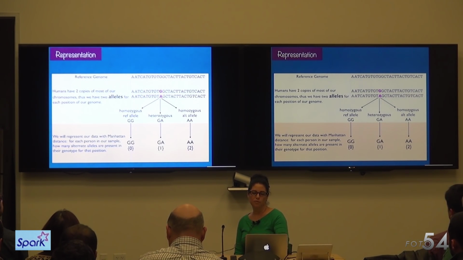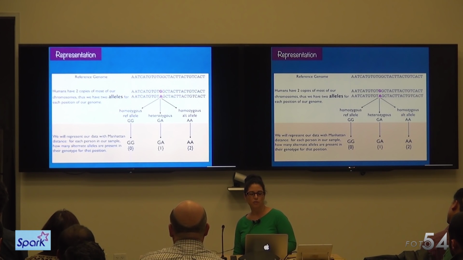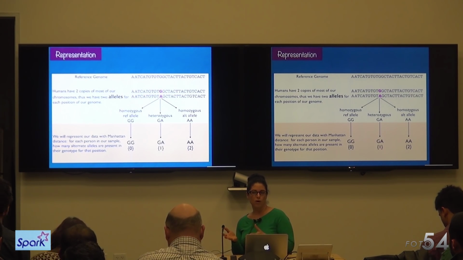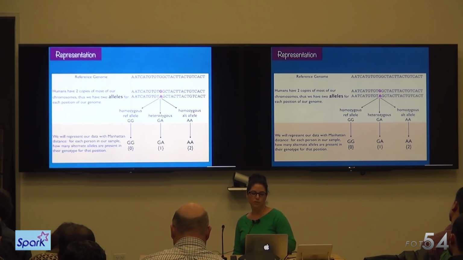In this example, this person has 1 copy of the G, which is the reference, and 1 copy of an A, which is an alternate allele. So there are really 3 options: a person can have 2 of the reference, 1 of the reference and 1 of the alternate, or 2 of the alternate. In the analysis that I'm going to show, the data is represented with Manhattan distance. For each person, depending on how many alternate alleles are there, they'll have a 0, 1, or 2.